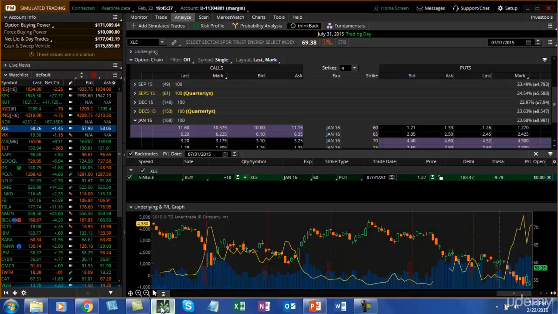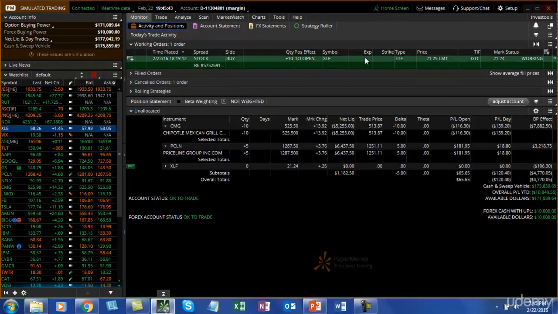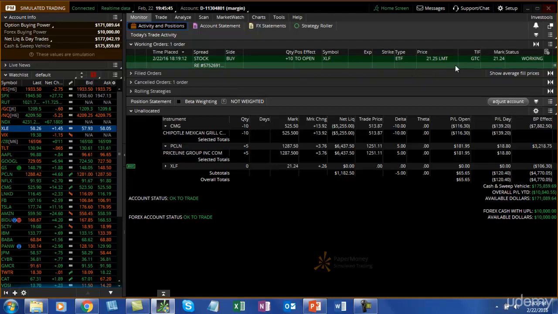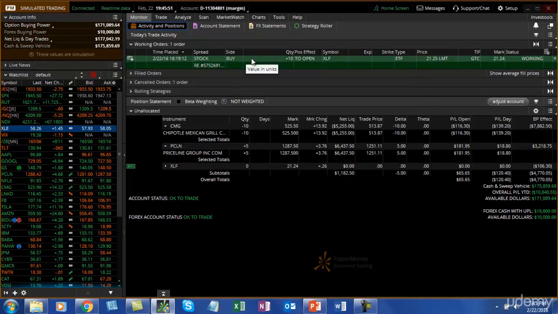Now, what I do want to do is we have a trade here, should get executed tomorrow, depending on how much this ETF moves, and track those trades through this course. Thank you.